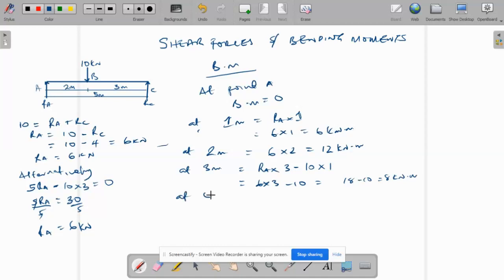At 4 meters, if we get to this point, the lever arm between here and here will be 2 meters. So it is going to be 6, or reaction A, times 4, minus 10 multiplied by its own lever arm, which is 2 meters. This will be equal to 24 minus 20, which is equal to 4 kilonewton meter.